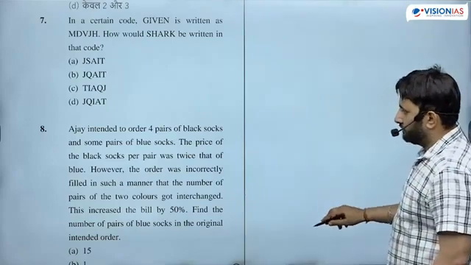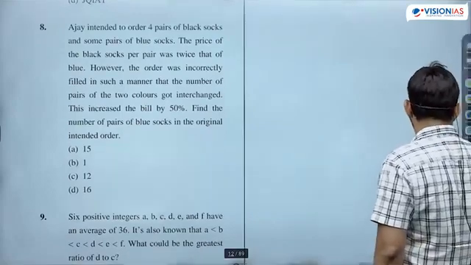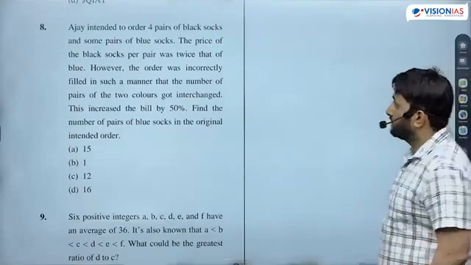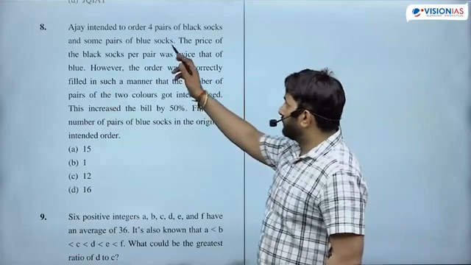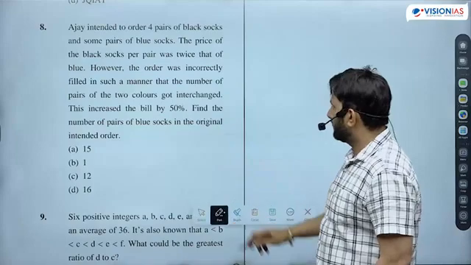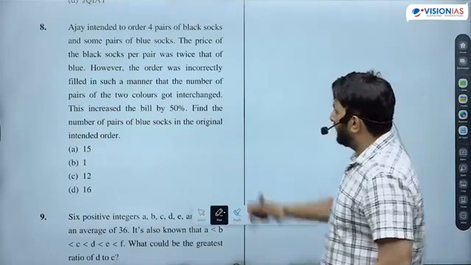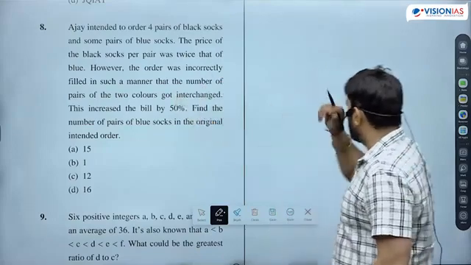Then next one. Ajay intended to order 4 pairs of black socks and some pairs of blue socks. The price of a black sock per pair was twice that of the blue sock.